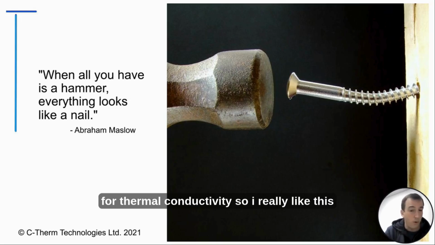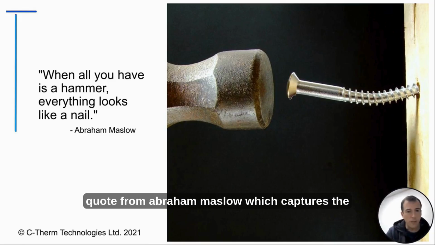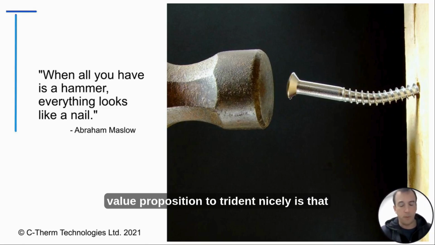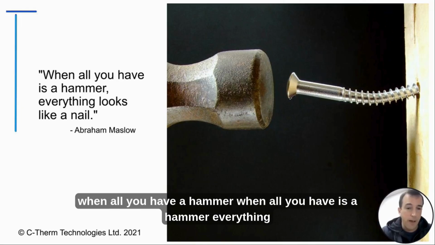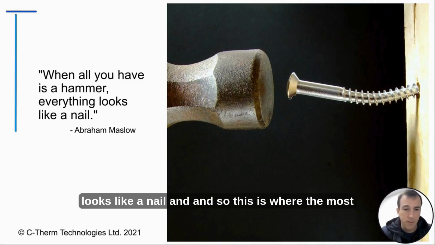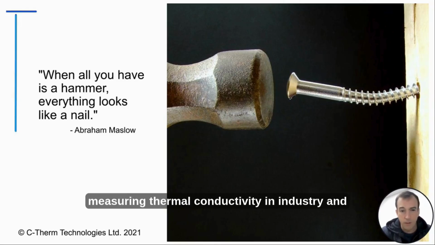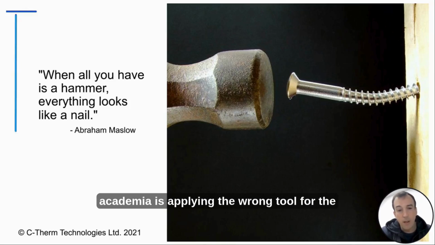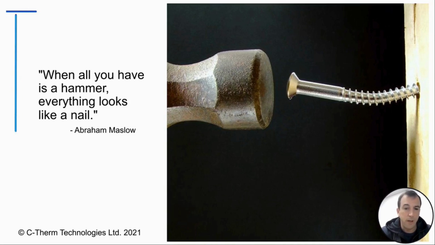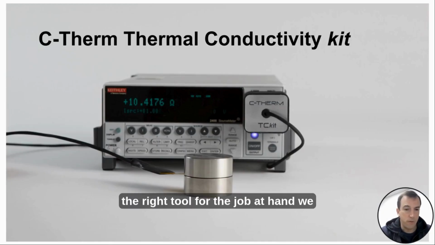So I really like this quote from Abraham Maslow, which captures the value proposition of Trident nicely: when all you have is a hammer, everything looks like a nail. And so this is where the most common mistakes are made in measuring thermal conductivity in industry and academia, applying the wrong tool for the job. So it's really important to understand what's the right tool for the job at hand.